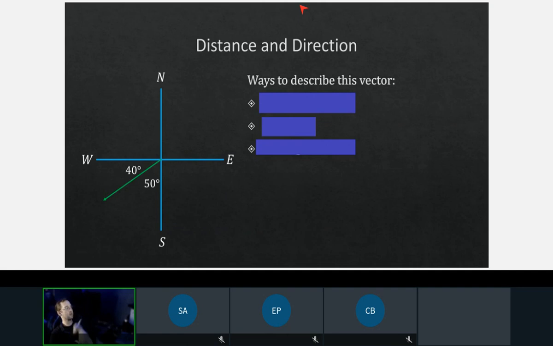All right. Ways to describe the vector. So now we're in quadrant 3. I went ahead and labeled my angles because you were probably only given one angle. So you'd either be given this reference angle of 40 degrees or this angle of 50 degrees, but if you know one, you know the other one. I want all of you, on your paper, to try to write all 3 ways.